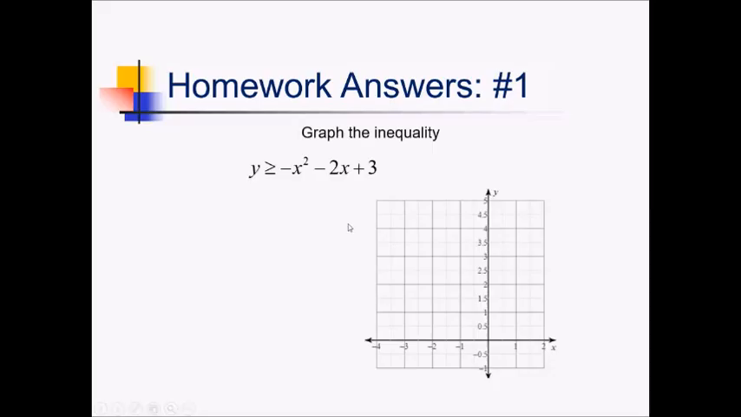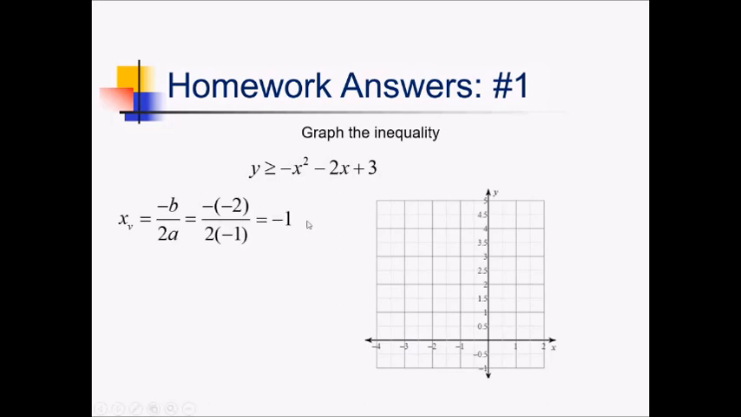To graph this quadratic inequality, let's start by getting the vertex. So negative b over 2a will give us the x value of that vertex. That's going to be negative 2 over 2 times, this is a negative 1 for the a value. So we have 2 over negative 2, which is negative 1. That's our axis of symmetry.